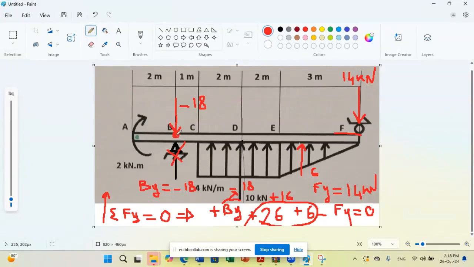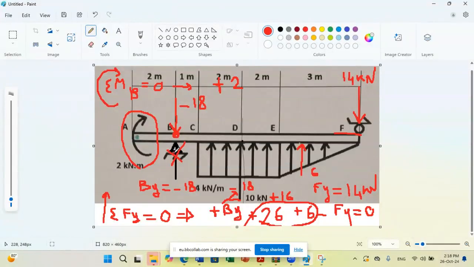If you sum moments about B, what do you have? So we write sum of moments about B equals 0. If I consider the clockwise direction as positive, I have first the couple moment here, which is a free moment. If I do sum of moment about any point, I should put it. So I'm doing it now about B, I should put it. It's plus 2.